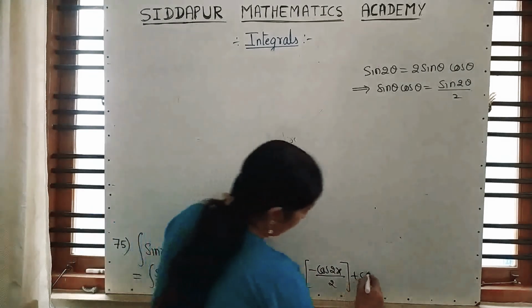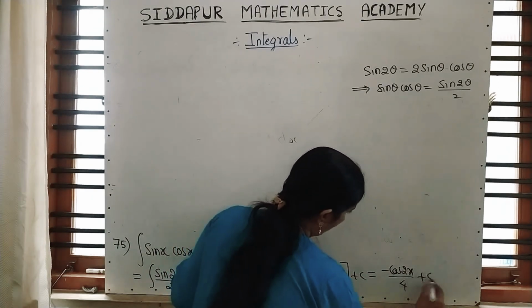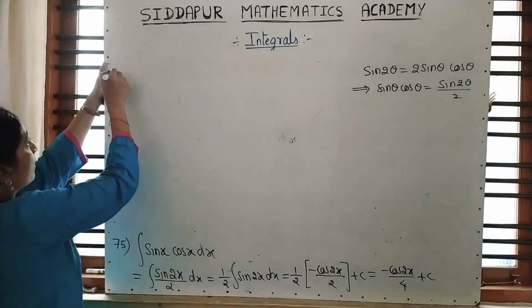Now write in the systematic way. Minus cos 2x divided by 4 plus c, this is the one method. In question number 75 only second method.